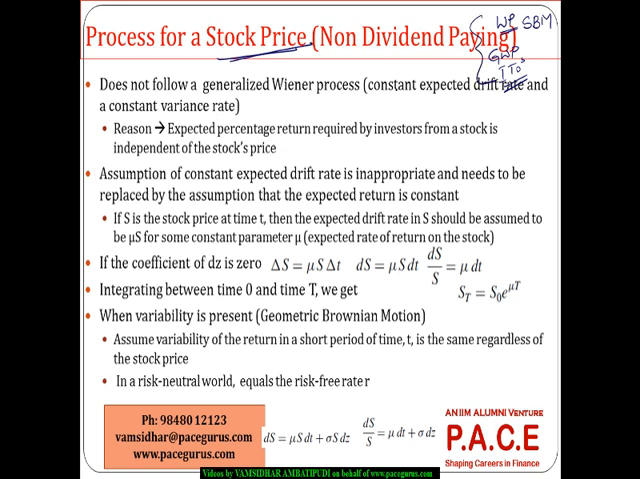Does it follow any of these three processes? Does it follow a constant drift and a constant variance? Or does it follow a functional drift and a functional variance? What kind of process does the stock price, especially the non-dividend paying stock price, follow? It's a very common way to visualize. A lot of people visualize that it follows a generalized Wiener process, meaning a constant drift, constant volatility. But it is not following that.